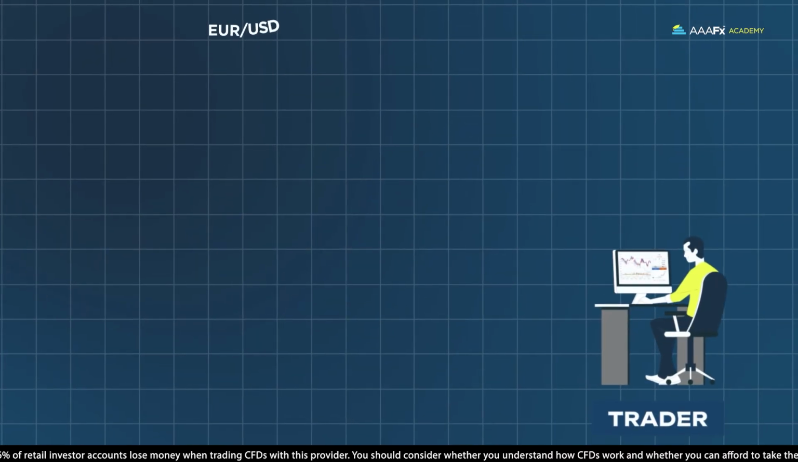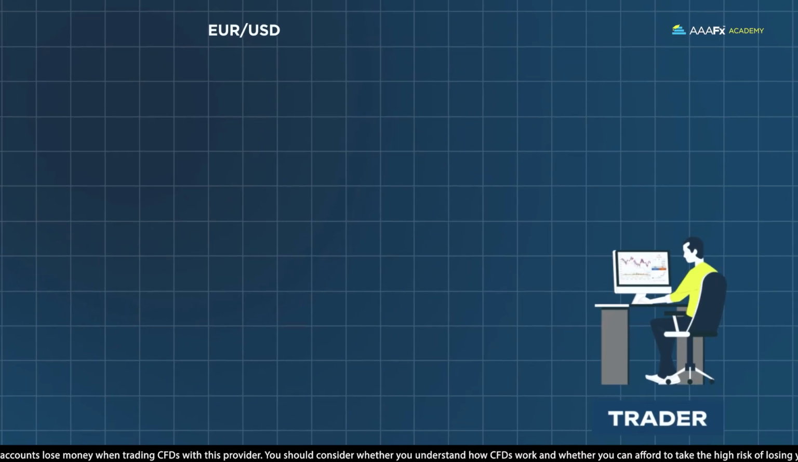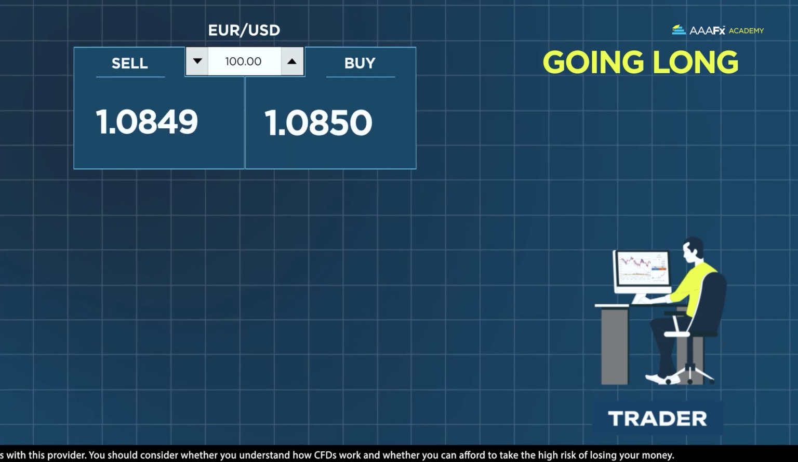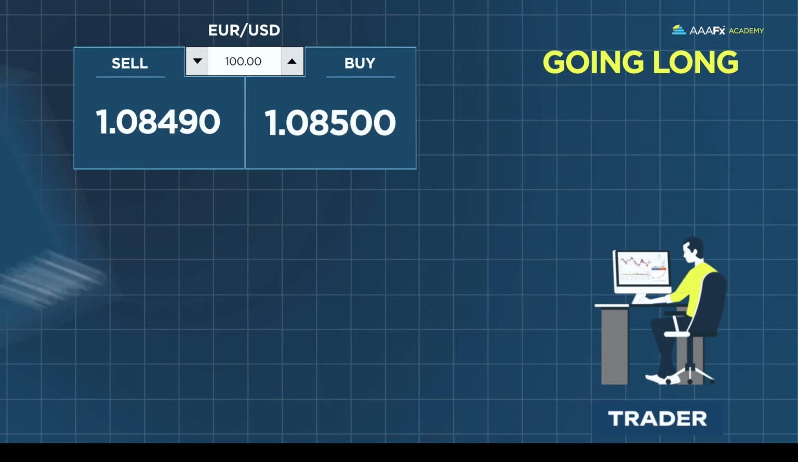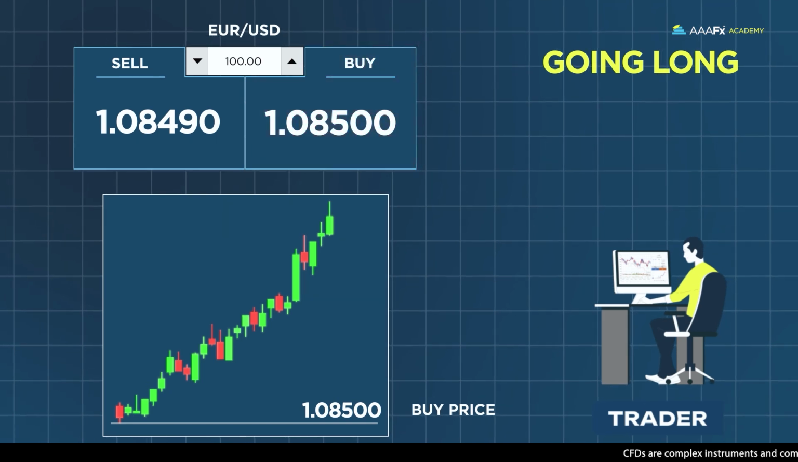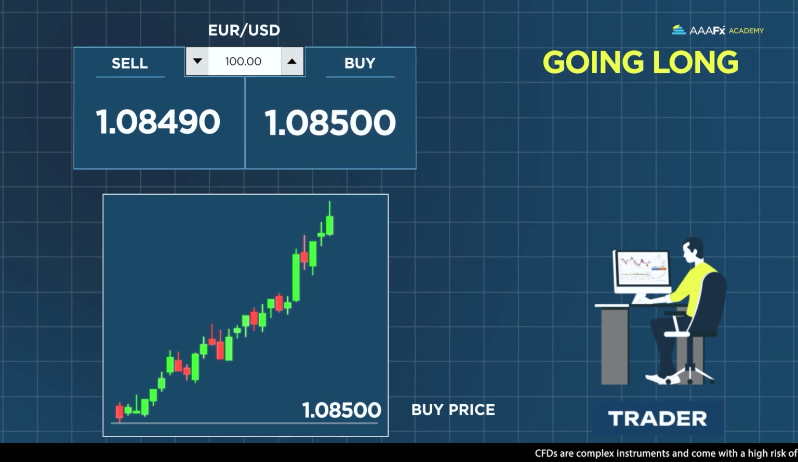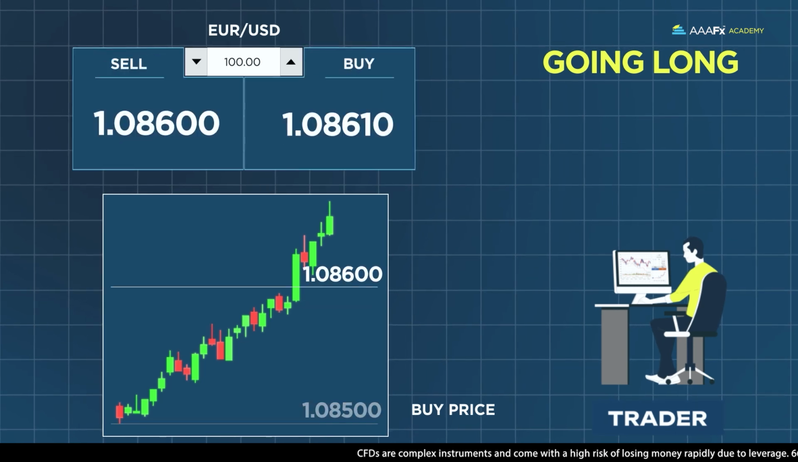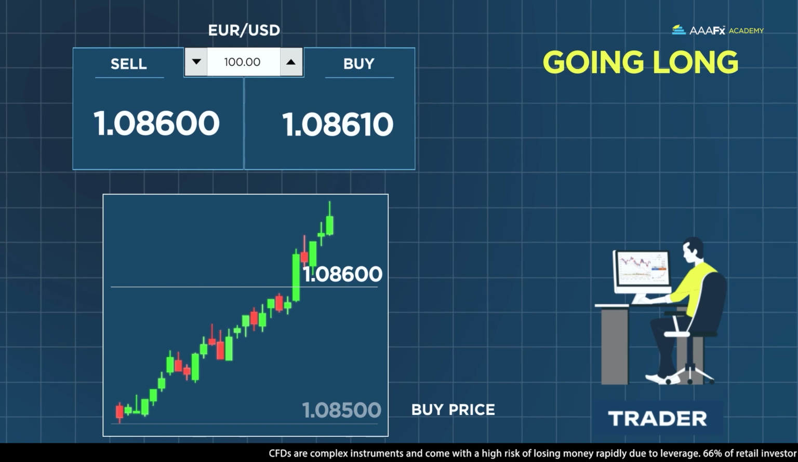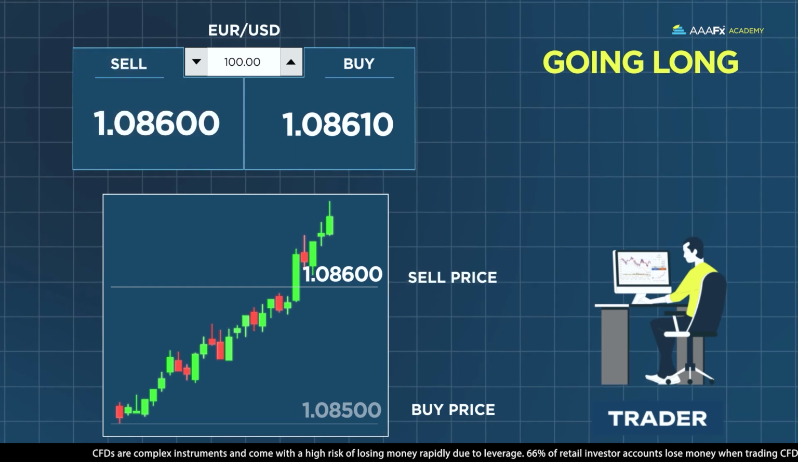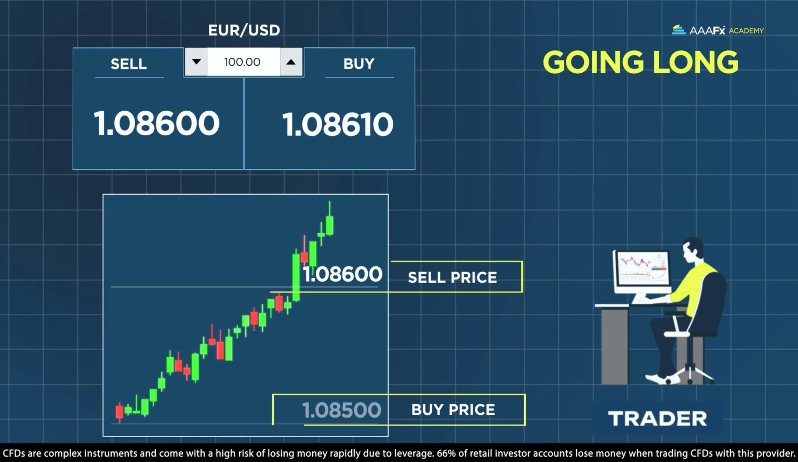Imagine you're looking at the Euro-USD currency pair and you decide to go long. Let's say the current price is 1.08500. You believe that the euro will strengthen against the US dollar, so you buy the pair at 1.08500. If your prediction is correct and the price climbs to 1.08600, you can sell the pair at this new rate, making a profit. Going long is essentially buying low and selling high.